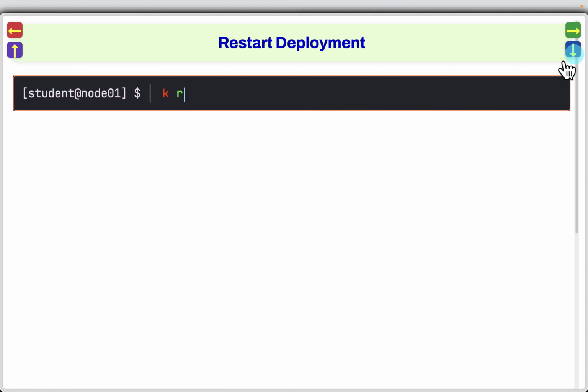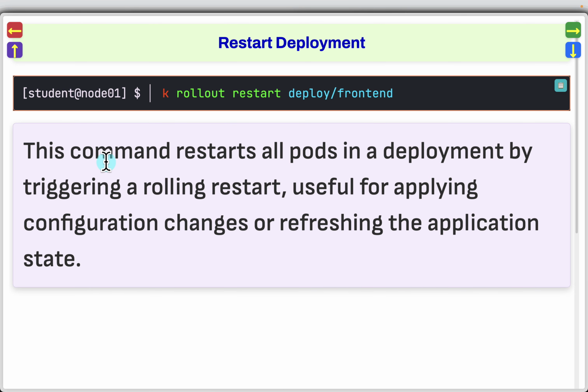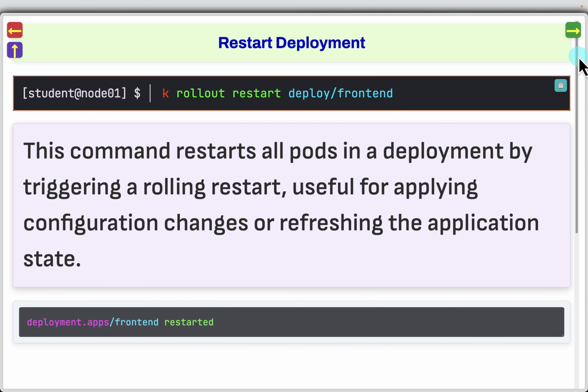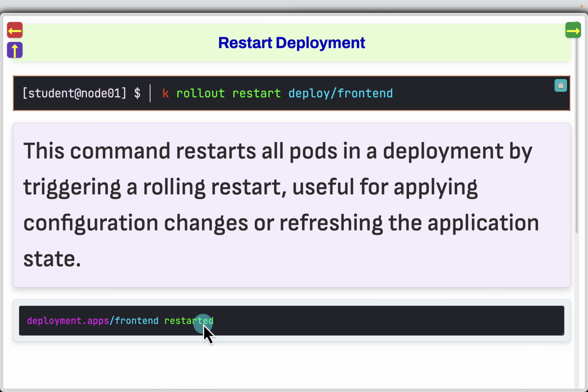Restart deployment. kubectl rollout restart deployment, name of the deployment. This command restarts all pods in a deployment by triggering a rolling restart. This is useful for applying configuration changes or refreshing the application state. We get a message saying that it is restarted.